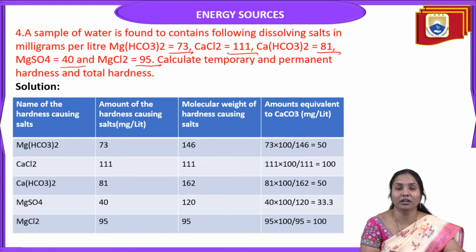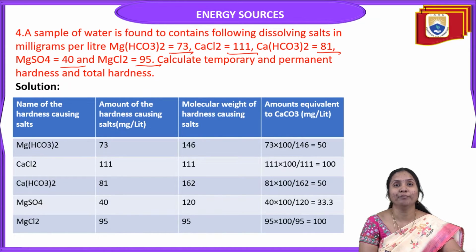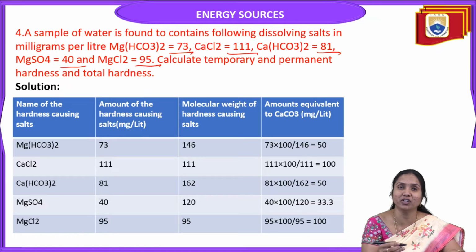So what is step 1? Already we discussed previously: all the hardness causing salts which are present in water. Here the hardness causing salts present are magnesium bicarbonate, calcium chloride, calcium bicarbonate, magnesium sulfate and magnesium chloride. So all these different hardness causing salts are converted into equivalents of CaCO3 because it makes the calculation very easy.